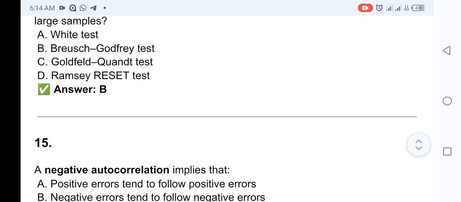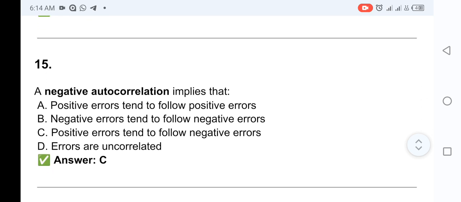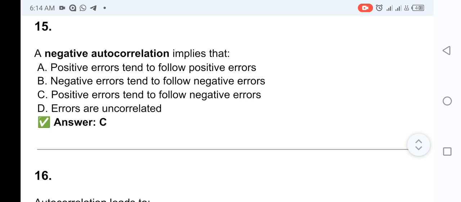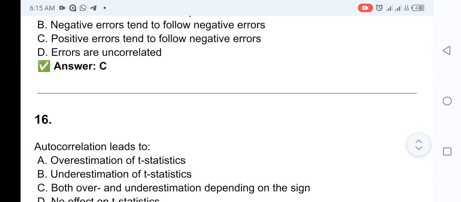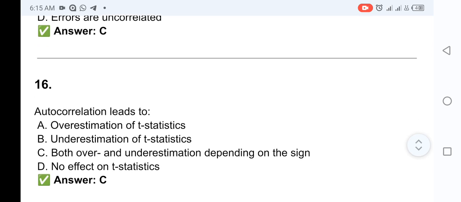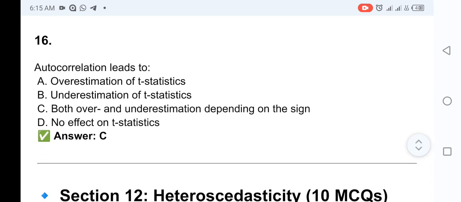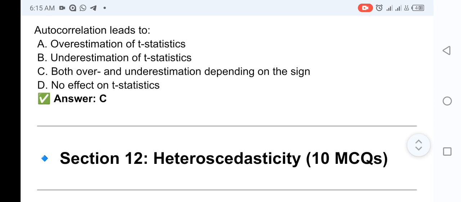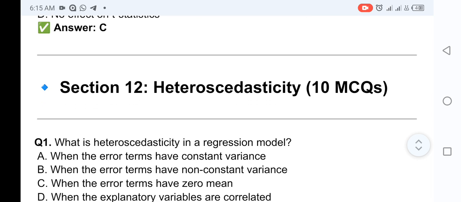15. A negative autocorrelation implies that A. Positive errors tend to follow positive errors. B. Negative errors tend to follow negative errors. C. Positive errors tend to follow negative errors. D. Errors are uncorrelated. Answer C. 16. Autocorrelation leads to A. Overestimation of t-statistics. B. Underestimation of t-statistics. C. Both over- and underestimation depending on the sign. D. No effect on t-statistics. Answer C.